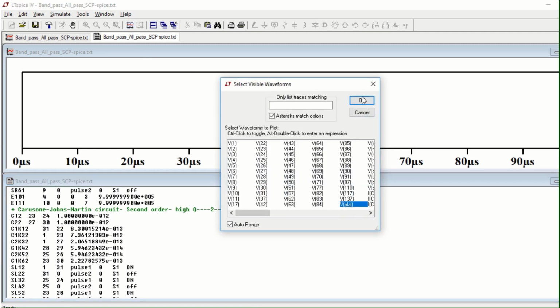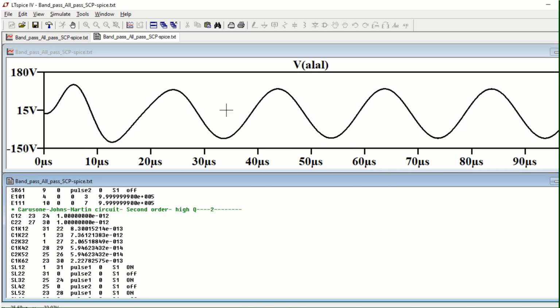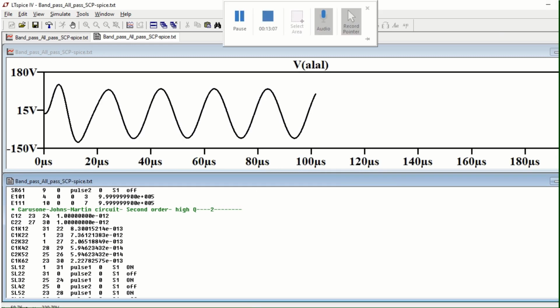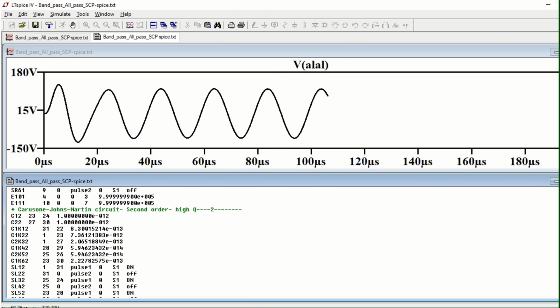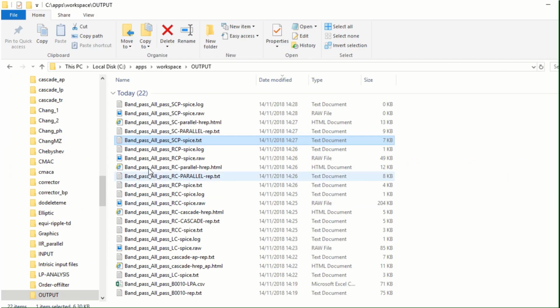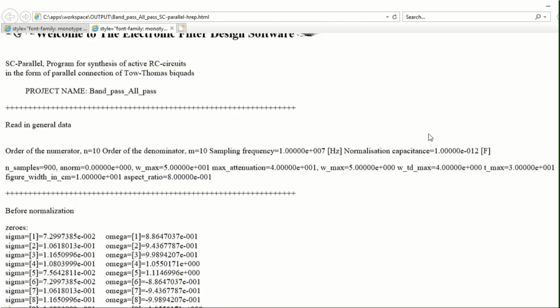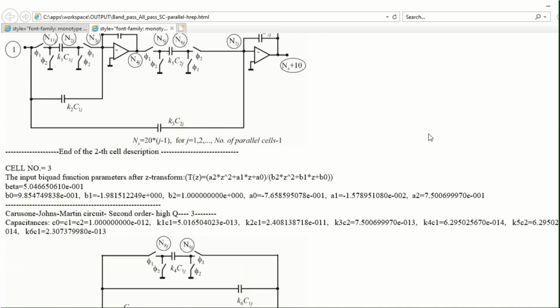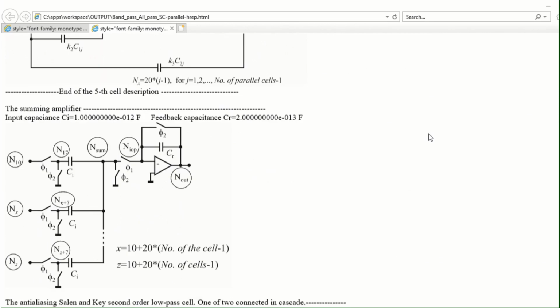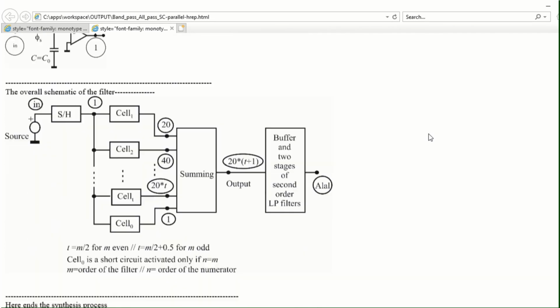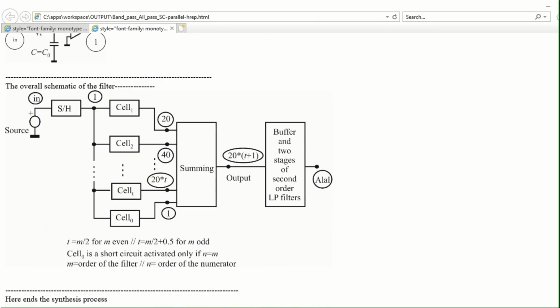We will look only for a moment at the signal which is coming out behind the second stage of anti-aliasing. Here is the schematic, which is similar to the parallel, and here this is the zooming, the anti-aliasing, the sample and hold, and the system.